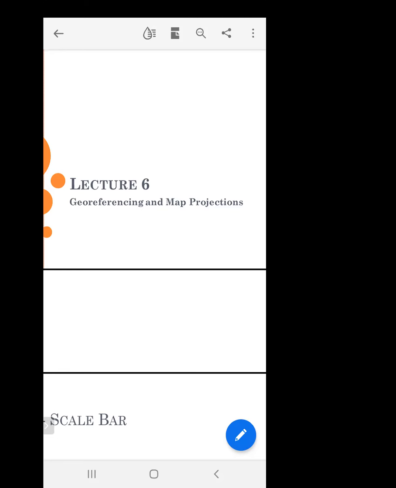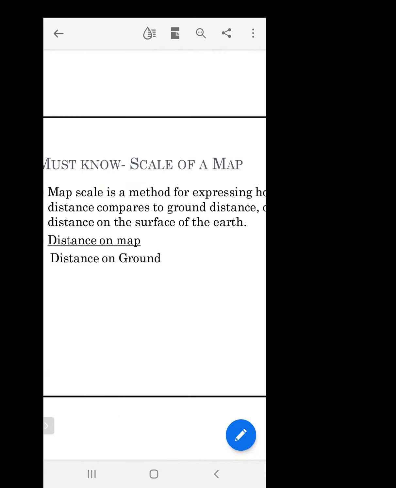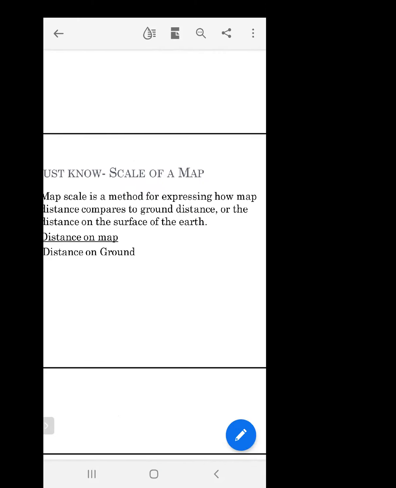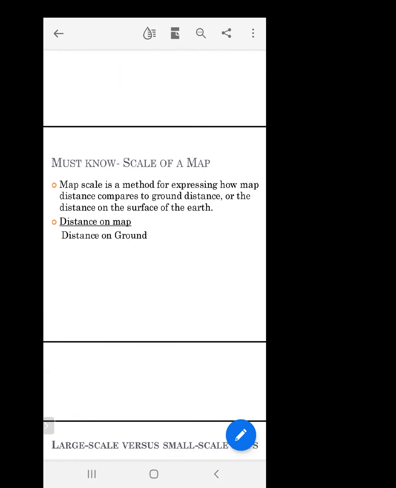All right, so let's look at a few things about maps, then we will get closer to map projections. One of the things about maps that you need to know is the scale of a map. You must know the scale of a map. It's a method for expressing how a map distance compares to the ground distance, or distance on the surface of the earth.